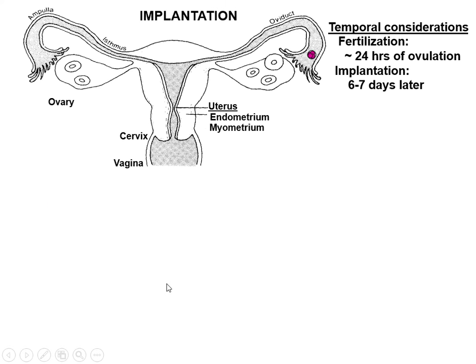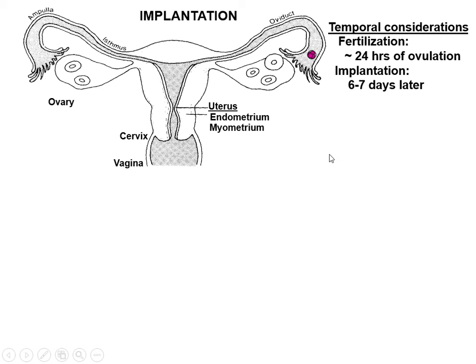Okay, the final step in this process we're going to talk about is implantation. And first of all, there are a couple of temporal considerations to keep in mind. Fertilization has to occur within 24 hours of ovulation. If the ovum isn't fertilized within this period, it starts to degenerate and it can no longer be fertilized. Implantation occurs about 6 to 7 days after fertilization. And this is an important process because there are important events going on in both the developing embryo and uterus.